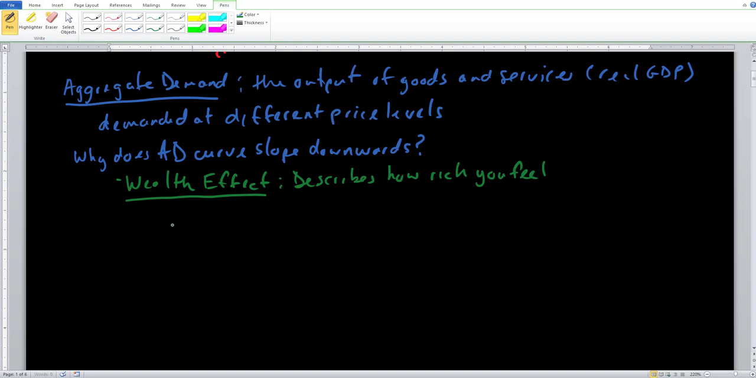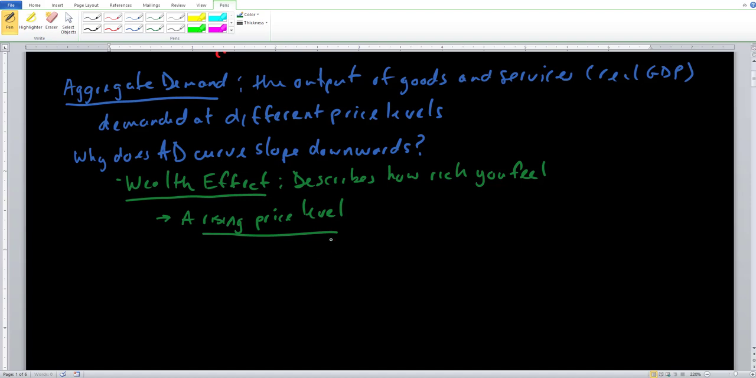So in this instance, as we said before, the very first shock that we're going to introduce is a rising price level. So prices are increasing. There's some type of inflation happening within the economy. So here we have a rising price level. If we have inflation within this particular economy, do you feel more wealthy or do you feel less wealthy?